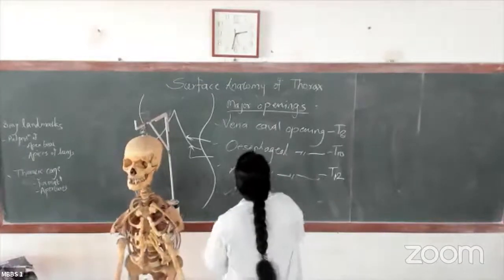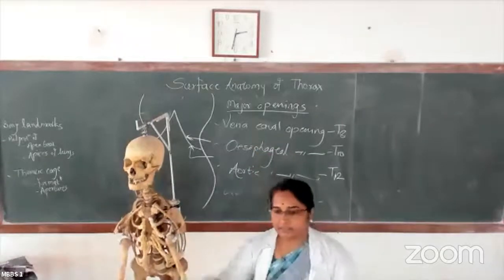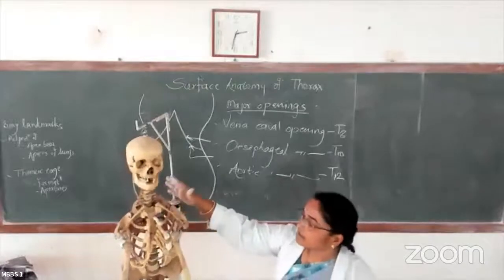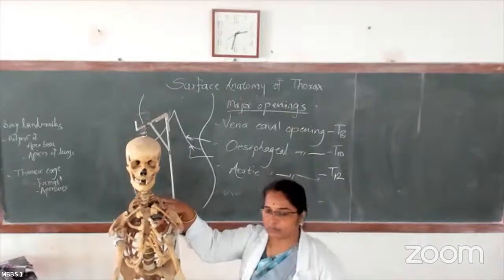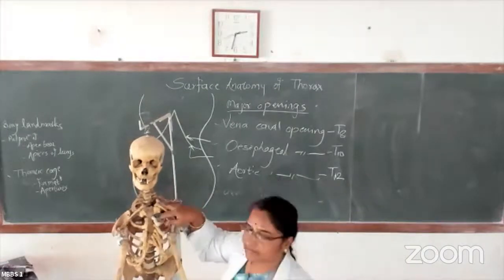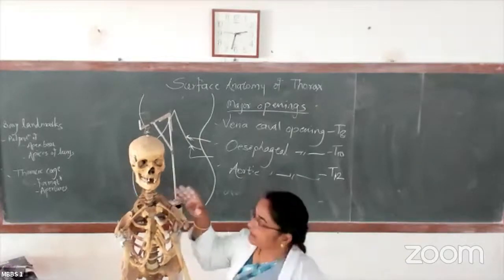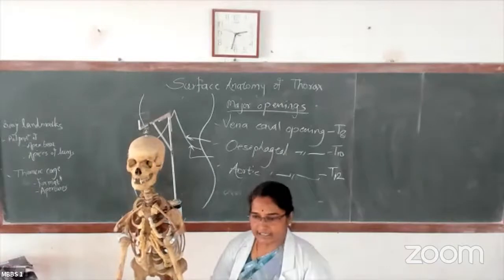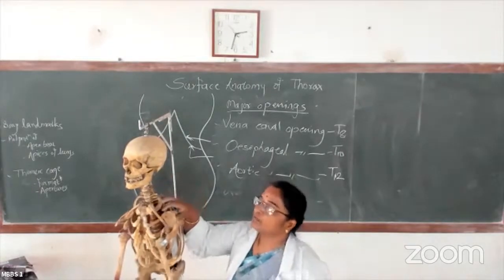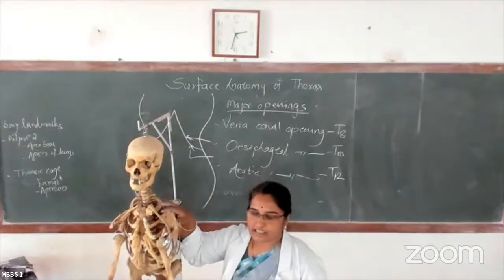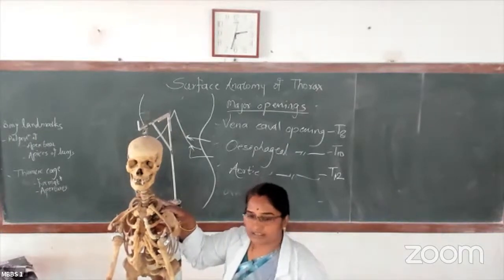Sexual differences are also present in the thoracic cage. What are the differences in the female thoracic cage? The bones are lighter and the thoracic cage is small. The capacity of the thoracic cavity is less, and the superior thoracic aperture is more oblique in females. So these are some differences in the thoracic cage.